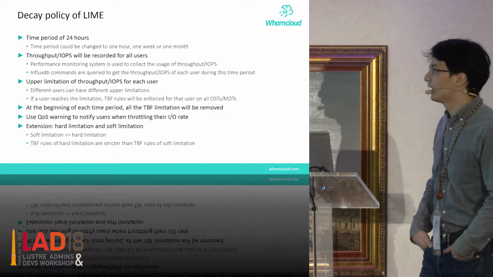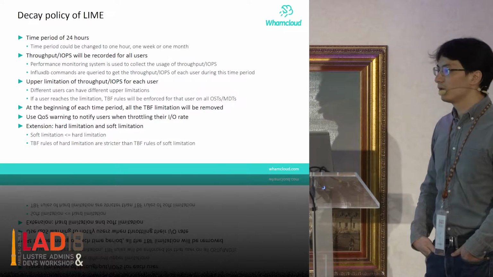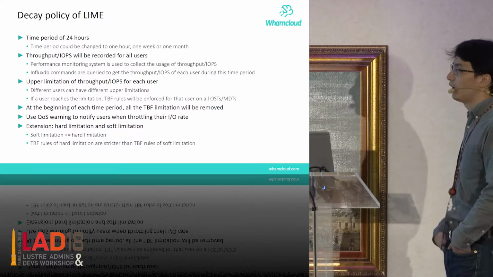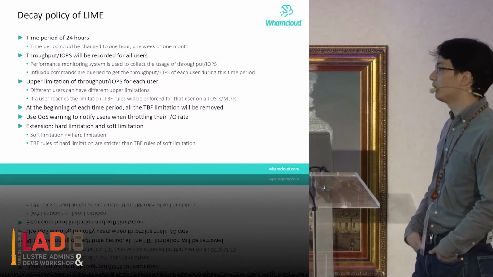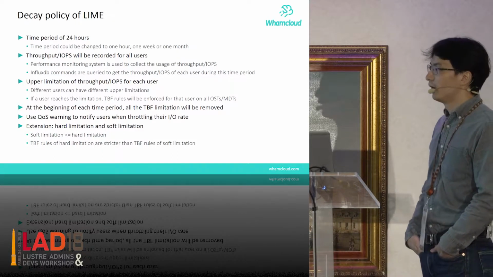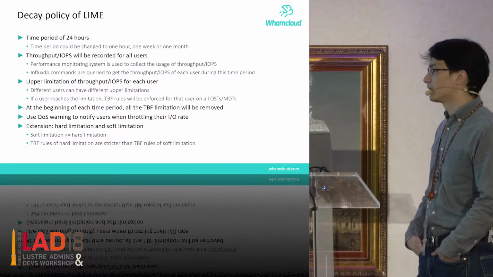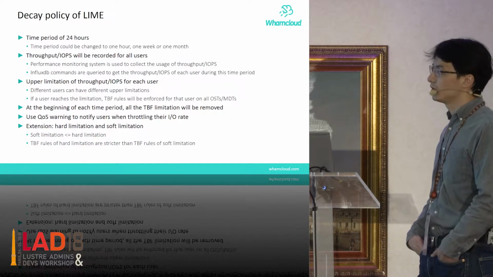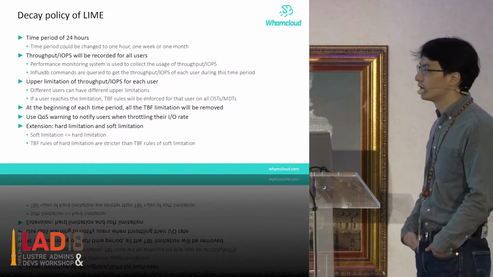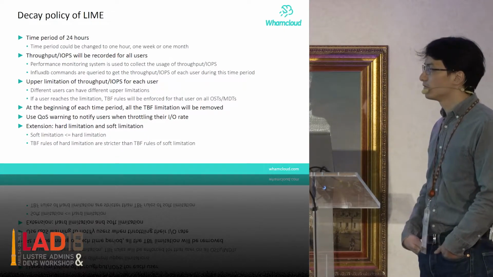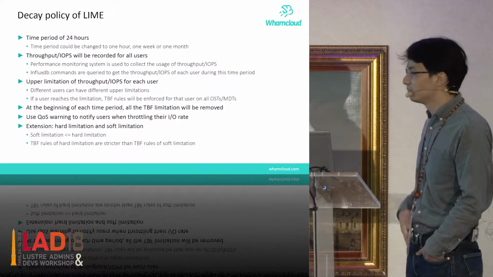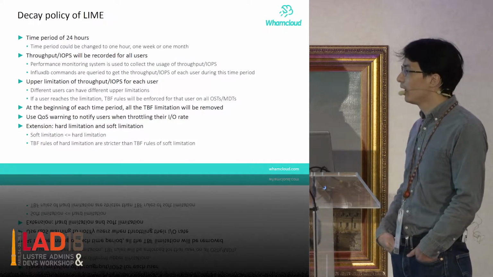One simple policy is the decay policy. In this policy, a key concept is the time period. The time period could be 24 hours usually, and you can set it to 1 hour, 1 week, or even one month if you want. During this period, the I/O performance will be recorded for all the users, and there will be limitations on how many I/Os you can do for each user. And if that limitation is reached, there will be some penalty. There will be some TBF limitations enforced on the system.